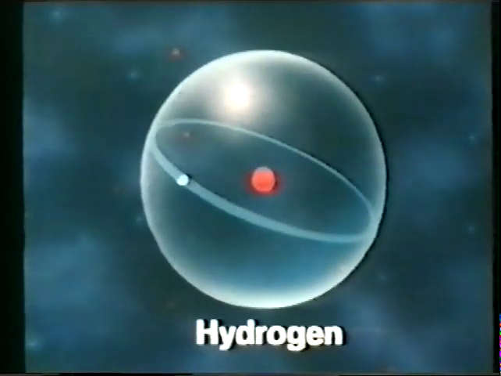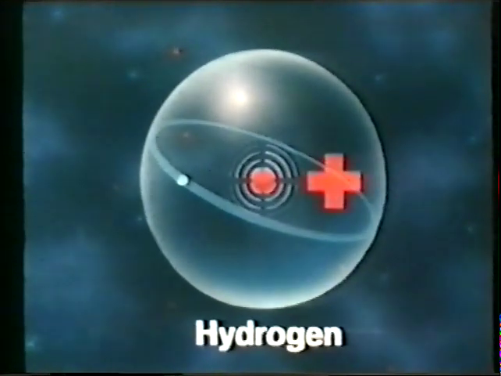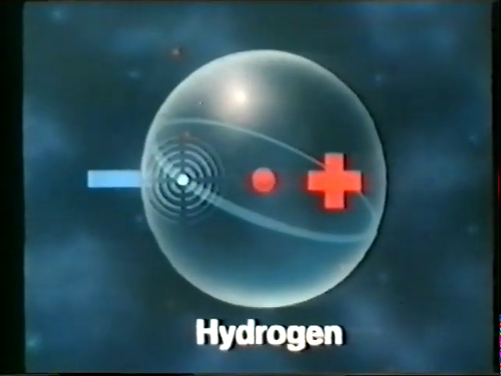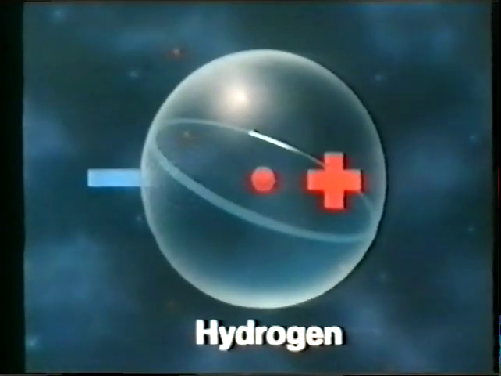This is the smallest atom, hydrogen. Its nucleus is one proton, which is positively charged. It has one electron. However, the electrons don't play a direct role in nuclear reactions.